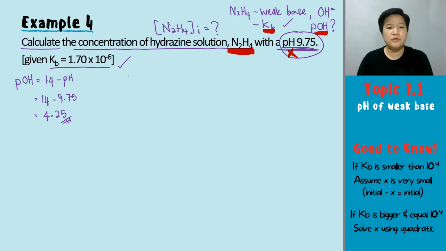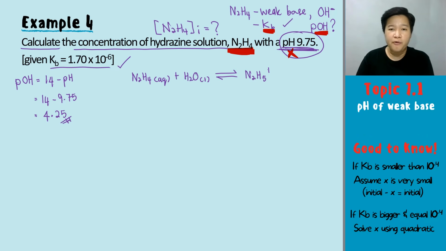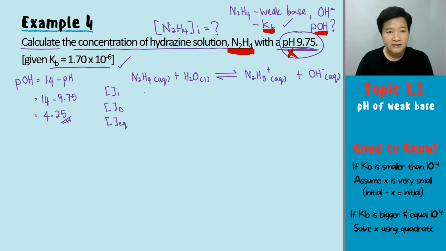Next, we are going to do an ICE table for your hydrazine solution because we are looking for the initial. So you have your N2H4 aqueous plus the presence of water liquid will dissociate partially into N2H5 positive aqueous plus your OH minus. You will need to release an OH minus in your aqueous solution to show the basicity. So the concentration initial, the concentration change, the concentration equilibrium for your hydrazine. And for the liquid, everything will be a dash from your initial up to your equilibrium because it's a liquid.